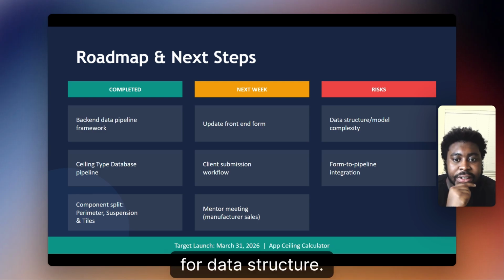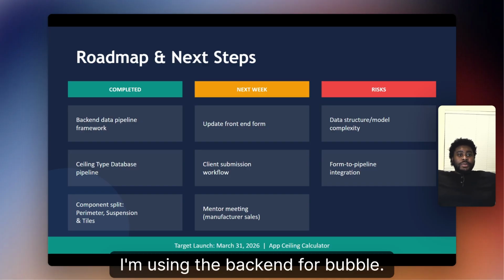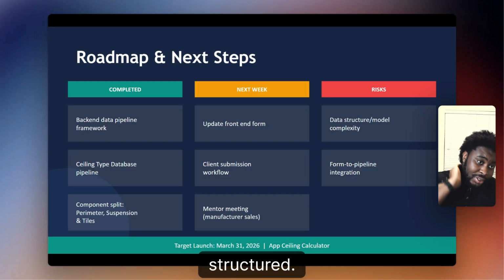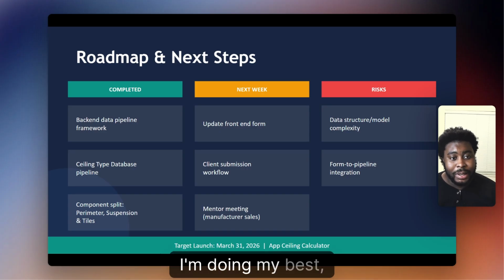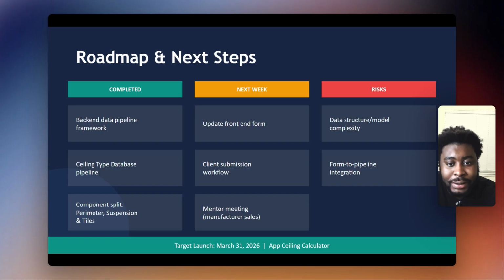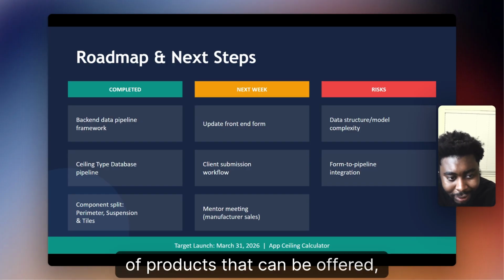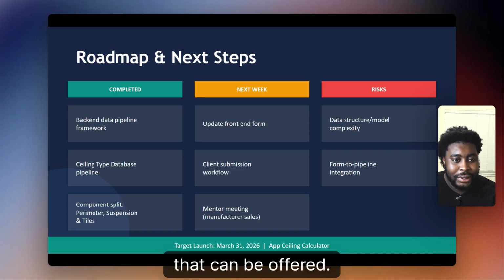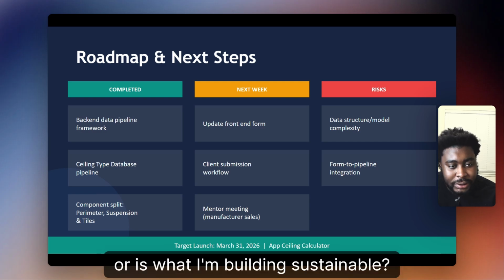For data structure, my risk is the data structure. Again, like I said, I'm using the backend Bubble DB database. I don't like how the project is structured. I'm not a software engineer, so I'm just reading and doing my best, doing my research. But I do believe, due to the sheer amount of products that can be offered, and when I say sheer amount, I'm talking in the tens of thousands of products, it's just like, holy cow. Is what I'm building sustainable?